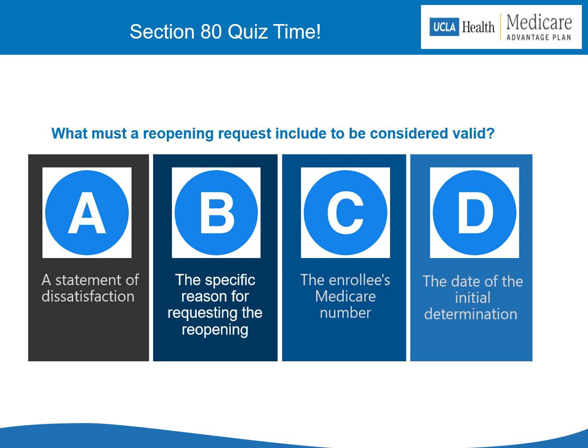Section 80 quiz. What must a reopening request include to be considered valid? A, a statement of dissatisfaction. B, the specific reason for requesting the reopening. C, the enrollee's Medicare number. Or D, the date on the initial determination.